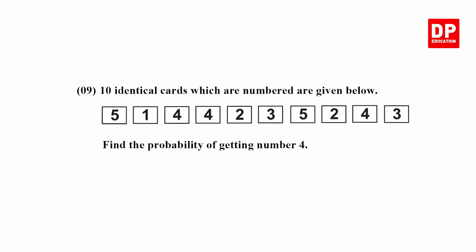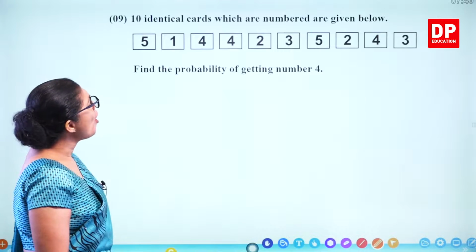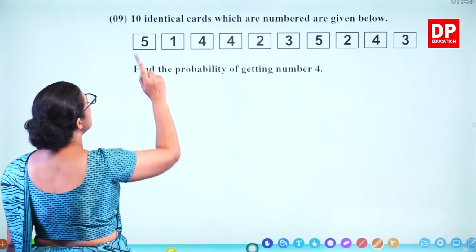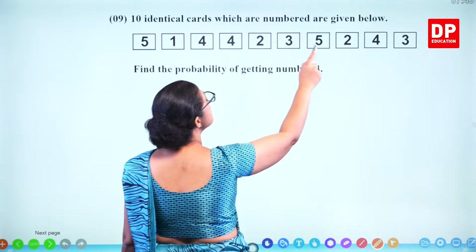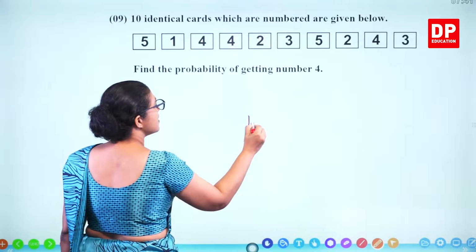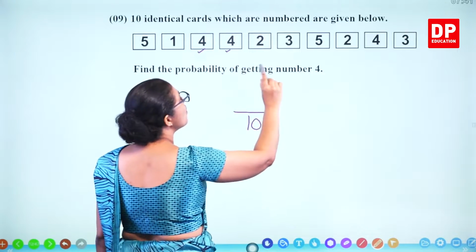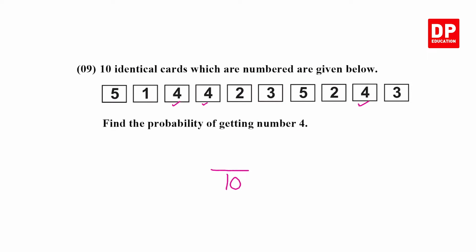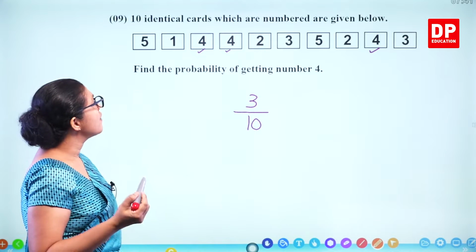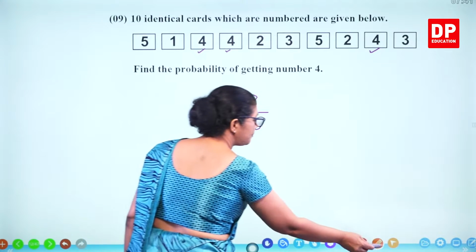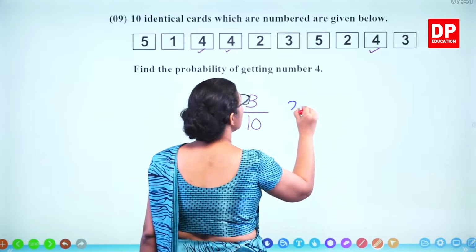10 identical cards which are numbered are given below. Find the probability of getting number 4. How many cards are there? 1, 2, 3, 4, 5, 6, 7, 8, 9, 10. 10. How many 4s are there? 1, 2, 3. There are 3 possibilities of getting 4. So 3 out of 10. 2 marks.